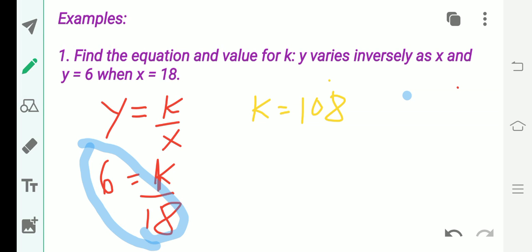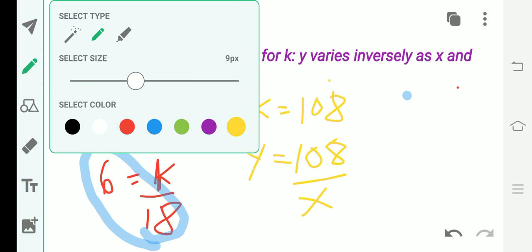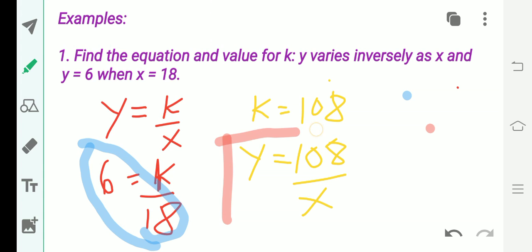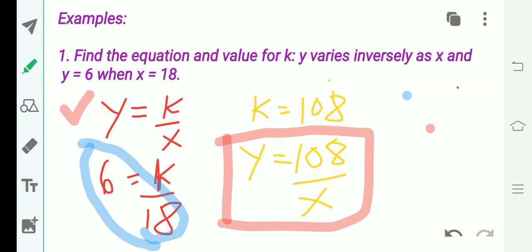And for the equation naman, again, we go back to y is equal to k over x, but yung K natin, papalitan na natin ng 108 all over x. At ito na ngayon ang magsisilbi nating working equation for this specific situation. Okay? So again, sabi dyan, y varies inversely as x. So y is equal to k over x and y is 6 when x is 18. Substitute 6 and 18. And we do the cross multiplication. 6 times 18 is 108. And then we go back doon sa original equation natin na y is equal to k over x, but yung k natin, papalitan na natin ng 108. Get it? Okay. Let's have another example.